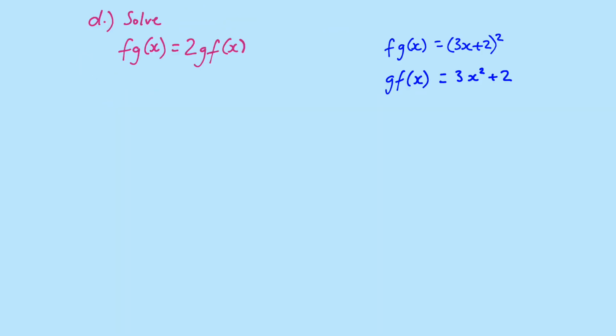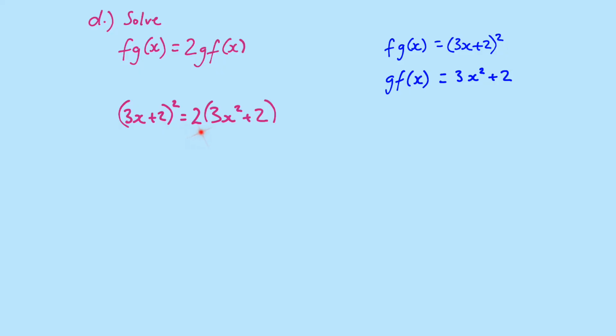Now we've been asked to solve f g x when it's equal to 2 lots of g f x. So we have our f g x from the previous part and our g f of x from our previous part. Now the only difference, we don't just equate these two functions, we're actually timesing the g f function by 2. So that will give us 3x plus 2 all squared equals 2 multiplied by 3x squared plus 2.